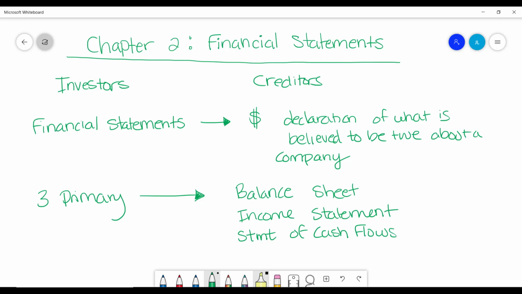Okay, and remember the alternate name for balance sheet is statement of financial position. And the alternate name that you often might see for an income statement is your profit and loss statement.